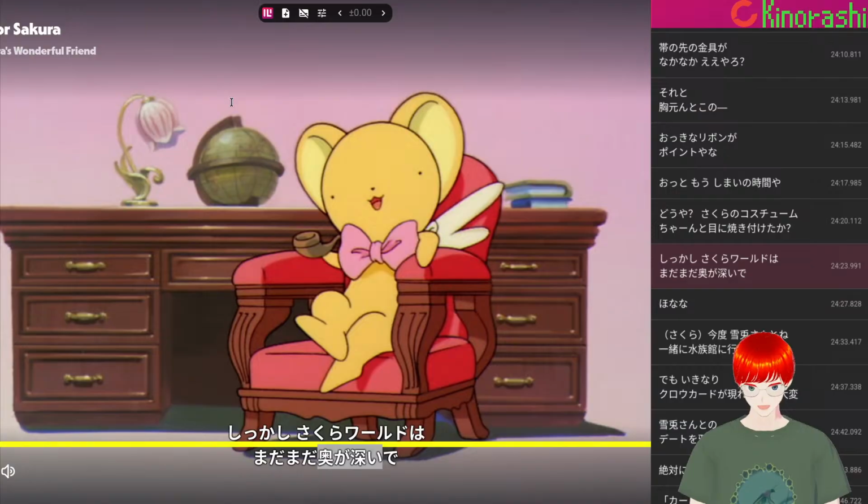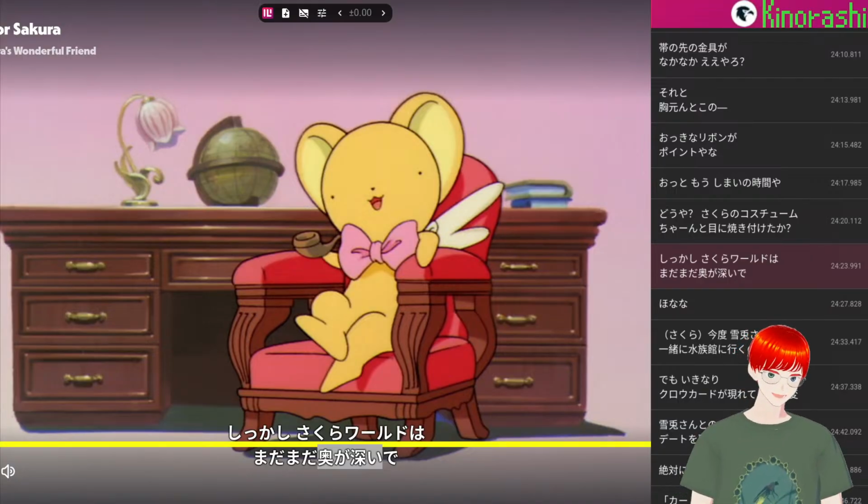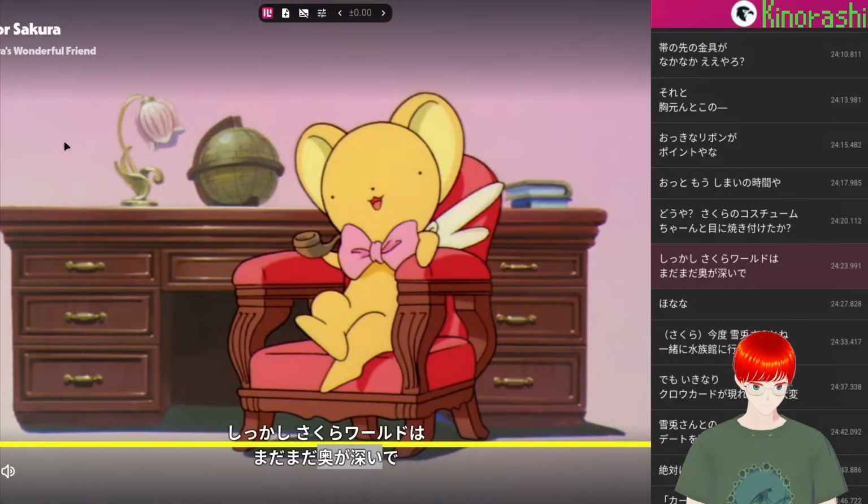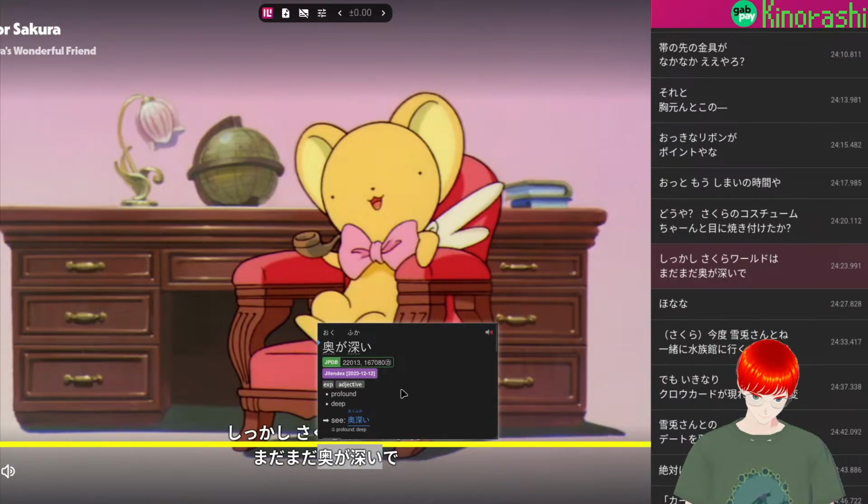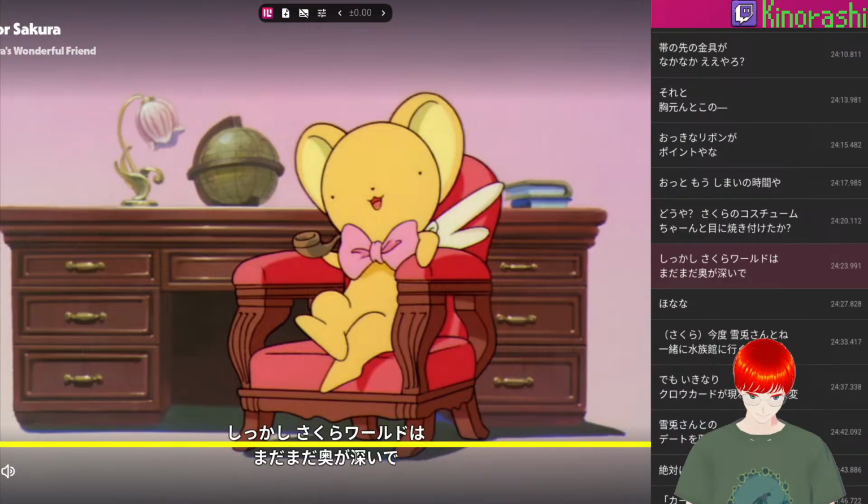Inner parts, interior, oku. Yes, this is the same kanji used in okusan, or wife. And then fukai. So the inner parts are deep, essentially is what it's saying. The depth. In other words, something's profound when you say the inner parts are deep. Oku ga fukai, and then de. Guessing that's yo.